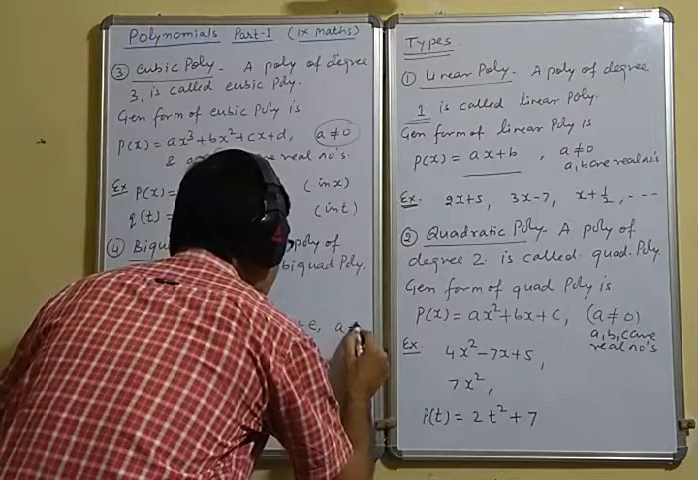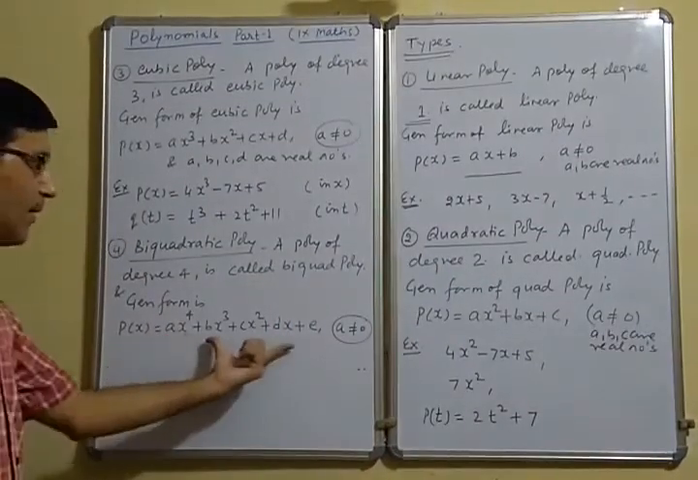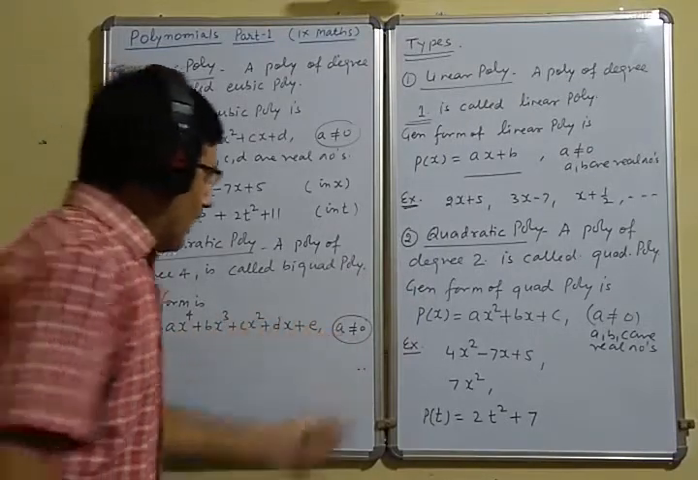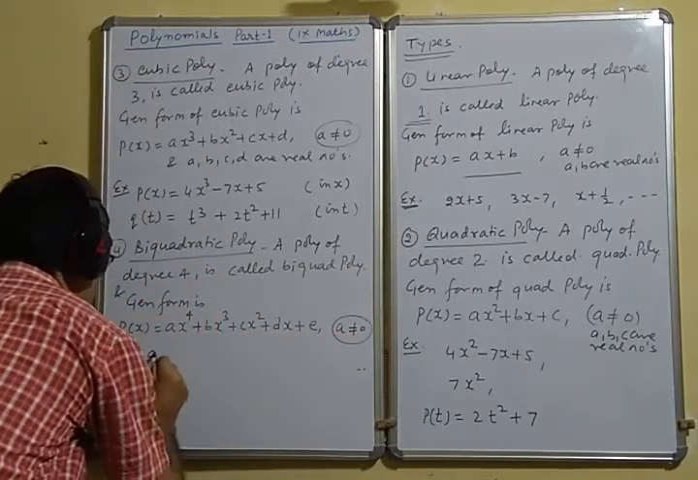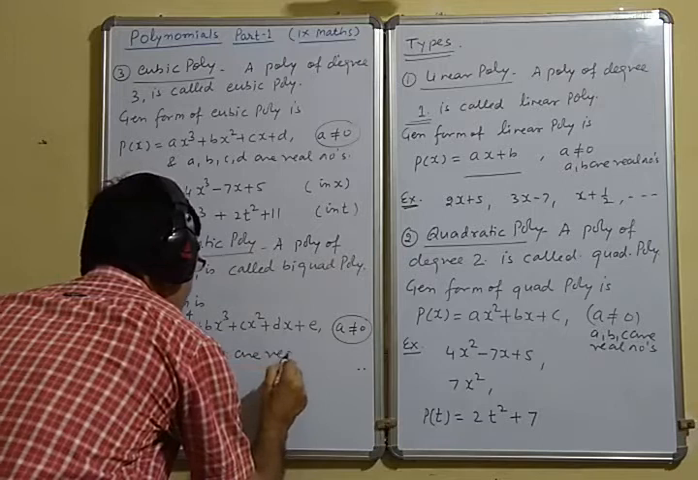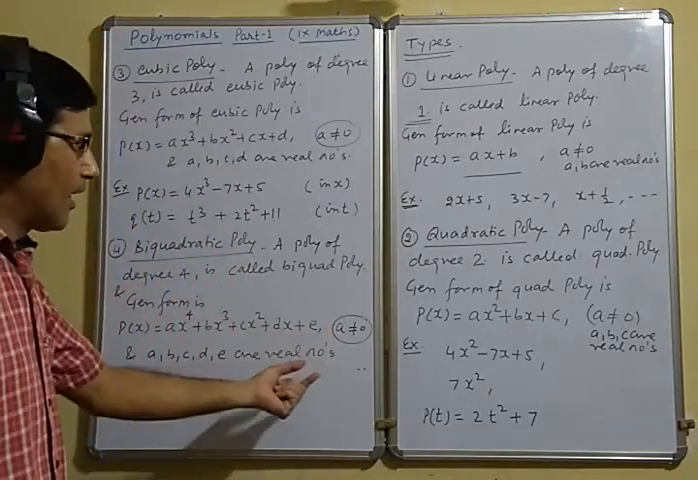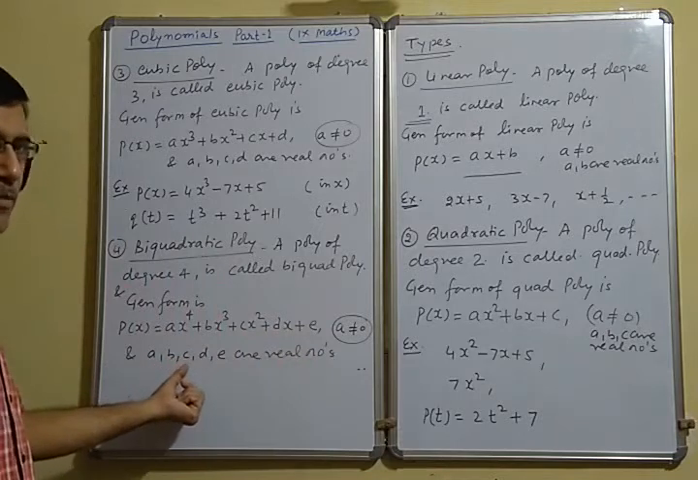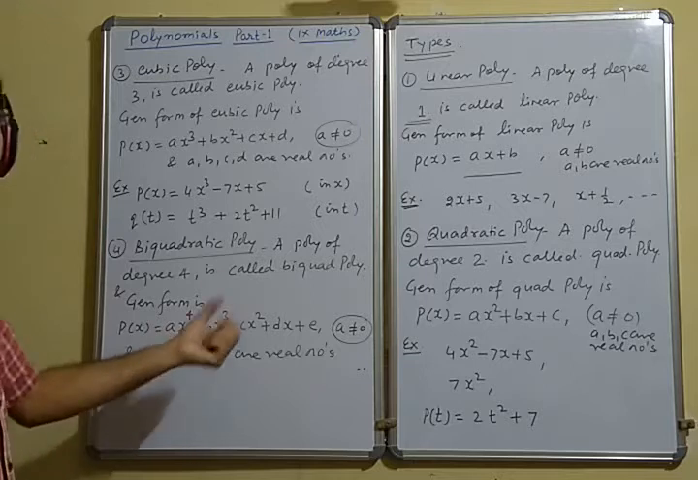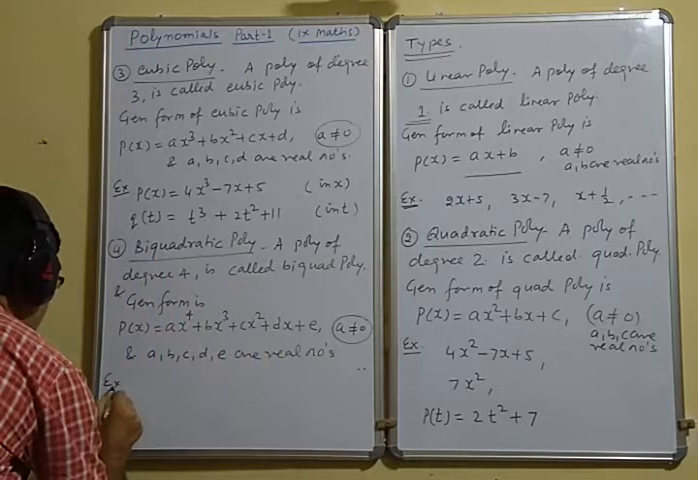Now the condition is the same once again. Here a cannot be 0. If a becomes 0, this becomes a cubic polynomial. So a cannot be 0, and a, b, c, d, e are real numbers. b may be 0, c may be 0, d may be 0, e may be 0, but a cannot be 0.